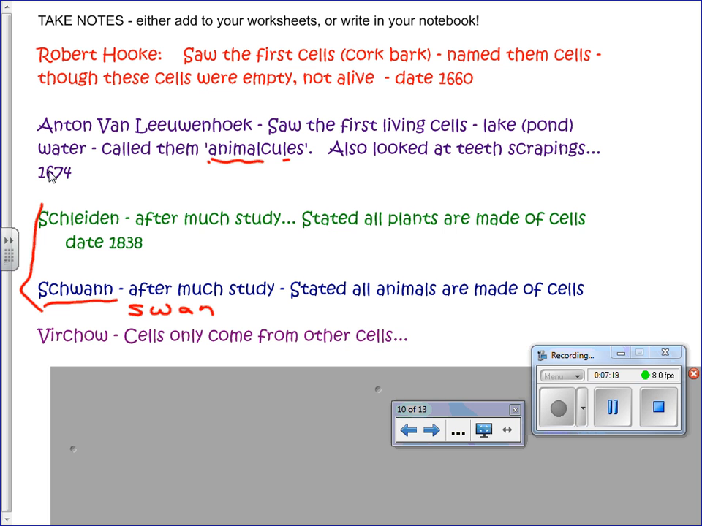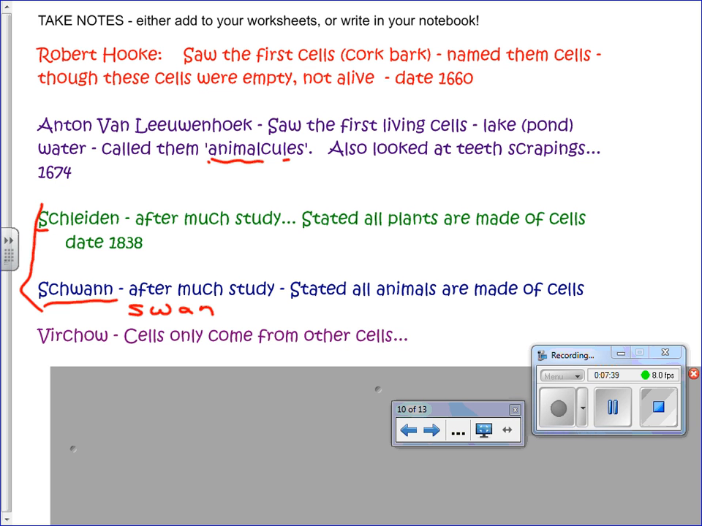And after our first period convention, I got better at giving the directions, and the kids got better at coming up with what was Swan's favorite animal? A swan. Schwann's favorite animal, a swan. What was Hooke's favorite color? Brown, because he was looking at bark. And so we were doing silly things like that to help you remember.